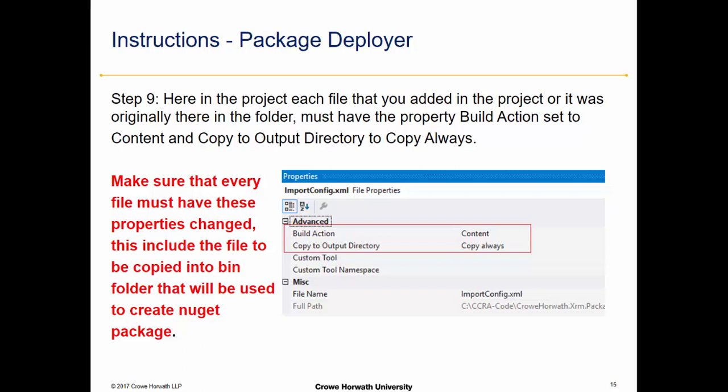If you don't change these properties, then these files will not be included in the NuGet package, and again it will not be pushed to Octopus. Because it is not included in the package, it will not be available on the Octopus server. So this is very important information that you need to change.